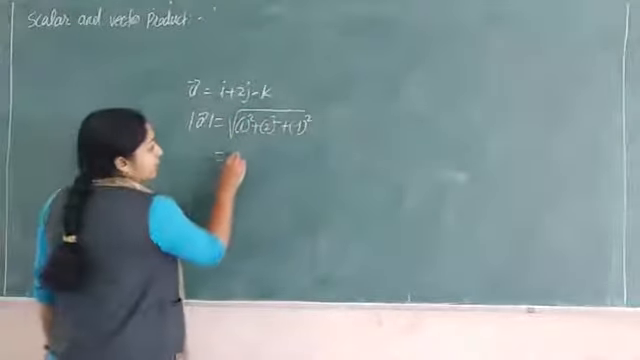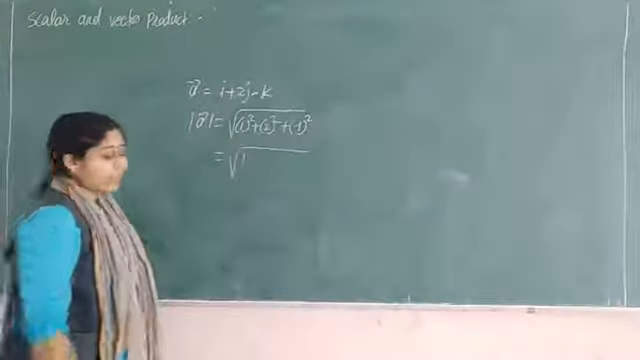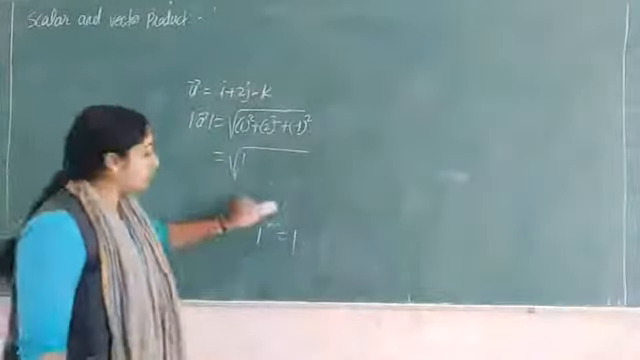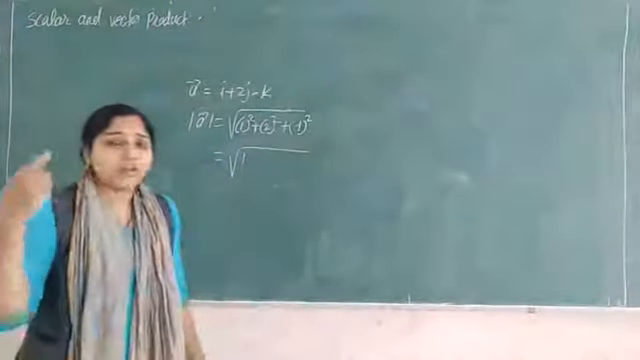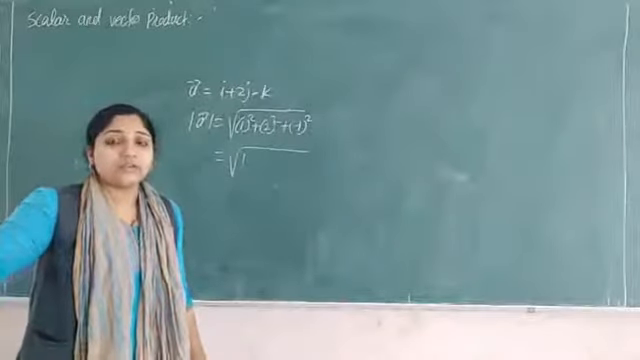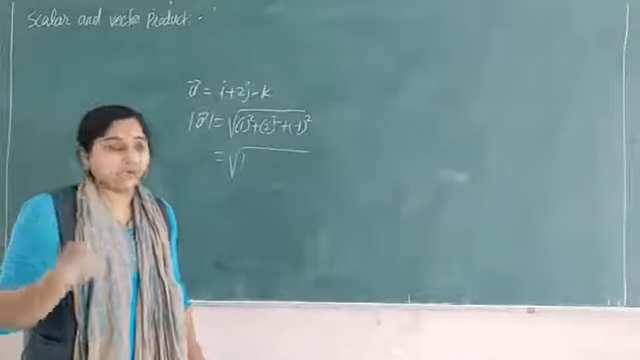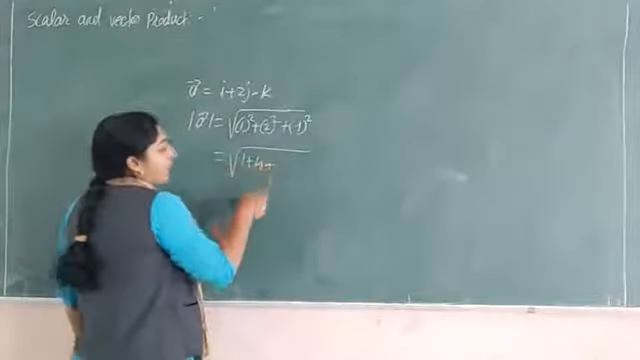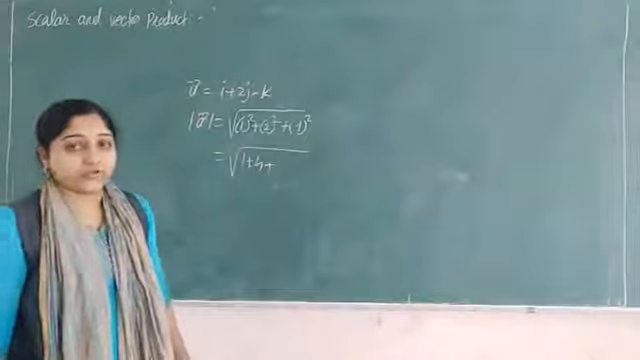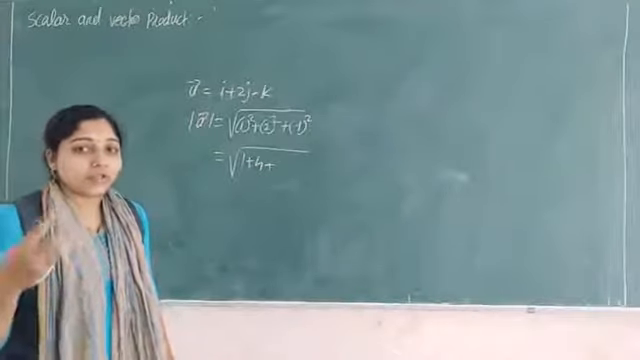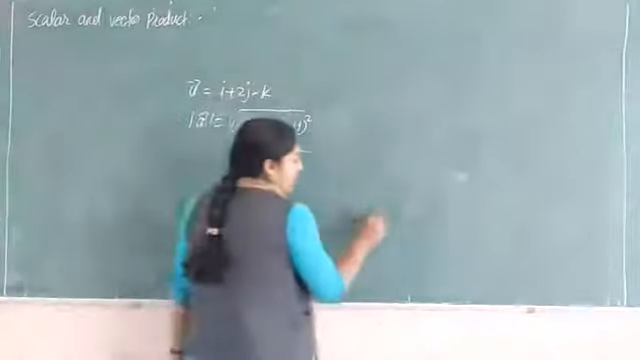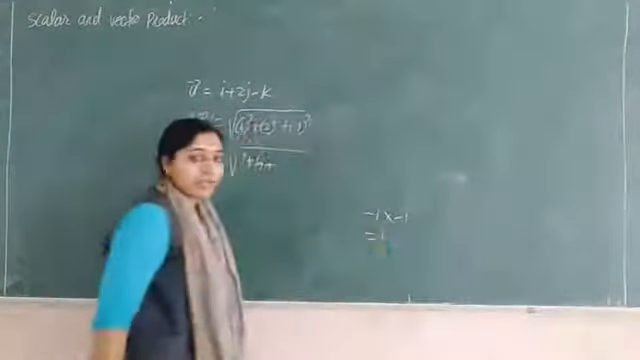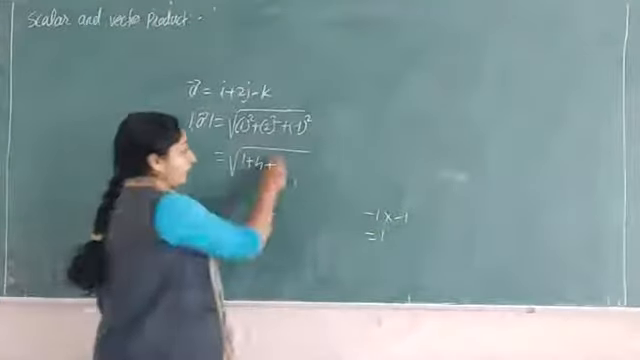Now calculate this. 1 squared is 1, because 1 raised to any power is always 1. If you consider 1 raised to 2, 1 raised to 3, 1 raised to 4, if you multiply 1 into 1 into 1 any number of times, you get 1 itself. So the value of 1 square is 1. The value of 2 square, 2 into 2, is 4. Now here we have minus 1 whole square, which means minus 1 into minus 1. And as I said, minus into minus is always plus, so minus 1 into minus 1 is plus 1.